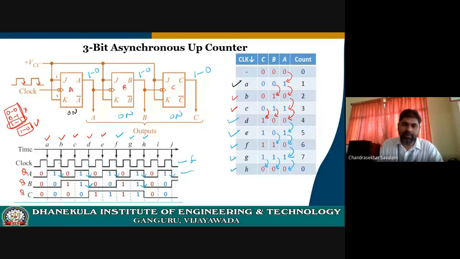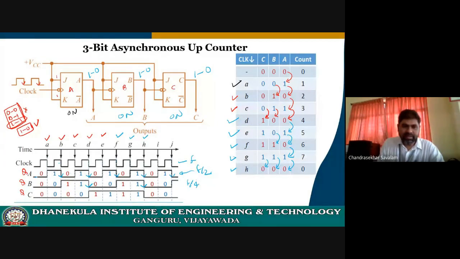If we observe the QA waveform, it is F by 2, because within half a period we cover one complete cycle here. That's why we reduce this clock by 2 times. Similarly, QB is F by 4. Here, one complete cycle covers 4 cycles, and here one cycle covers 2 cycles.